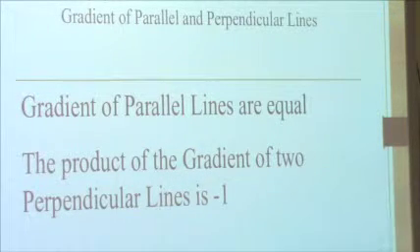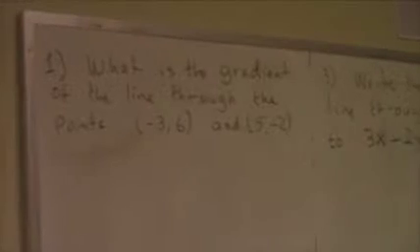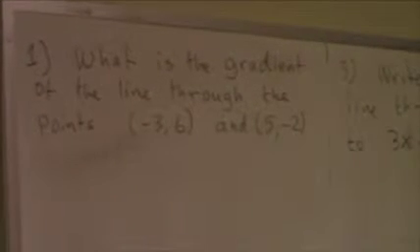And then the product of the gradients of two perpendicular lines is going to be -1. Or sometimes we say they're going to be the negative reciprocal of each other. Something I will talk about when we go into problems. Problem 3: -3, 6, and 5, -2.